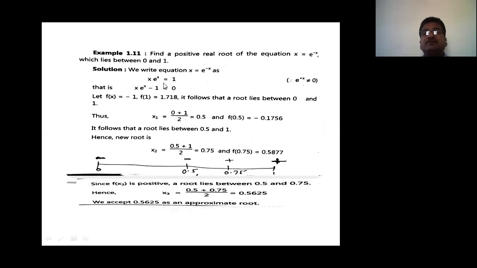If we observe, this is f(x). What is f(x)? Shifting e^(-x) to the left-hand side, it becomes e^x, so x times e^x is equal to 1. That is, x e^x minus 1 is equal to 0. Instead of this, we can also take x minus e^(-x) equal to 0. That is the equation f(x). Then if we observe the value of this f(x), at 0 it is minus 1, and at 1 it is 1.718.